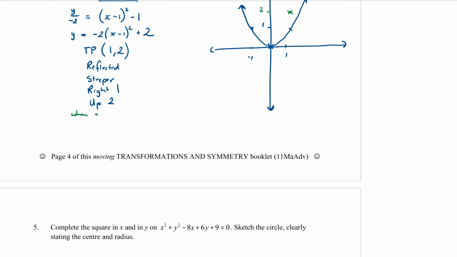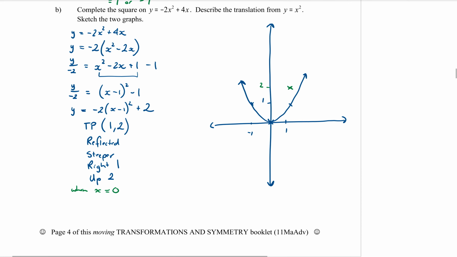Starting with when x equals 0. If x equals 0 and I put that back into my original equation up here, the first term will be 0, the second term will be 0. I would just get that y is equal to 0.